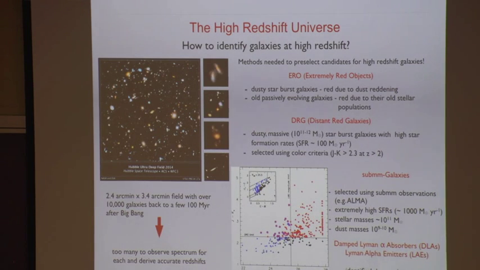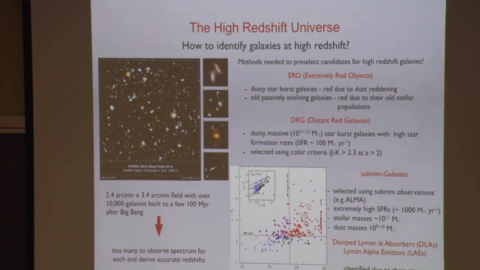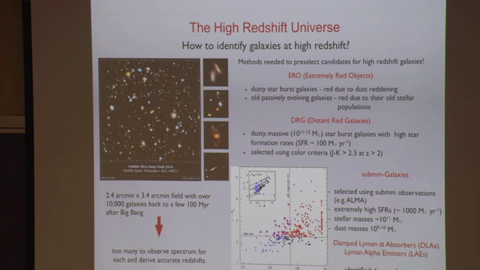Another way would be to look for what we call distant red galaxies, very massive galaxies with 10^11 to 10^12 solar masses in stars. Also starburst galaxies. They have high star formation rates with 100 solar masses per year. In comparison, our own galaxy only produces a few stars per year. Sub-millimeter galaxies, another class, and then Lyman alpha absorbers, which can be identified by the absorption of ultraviolet light.